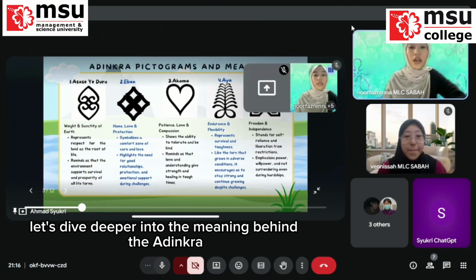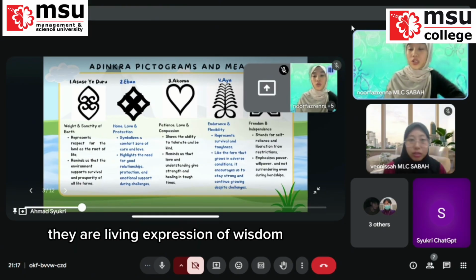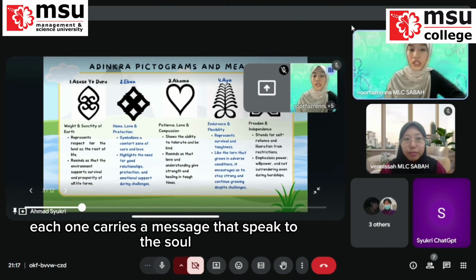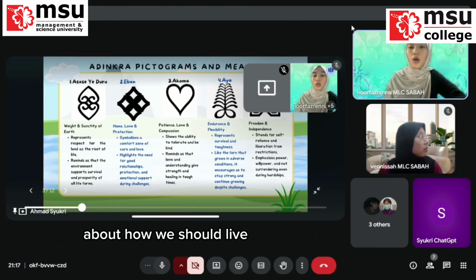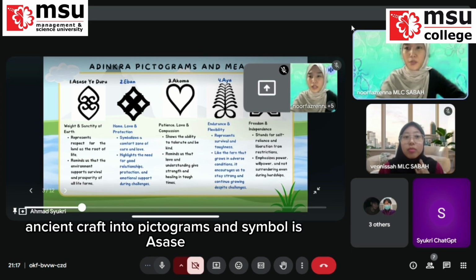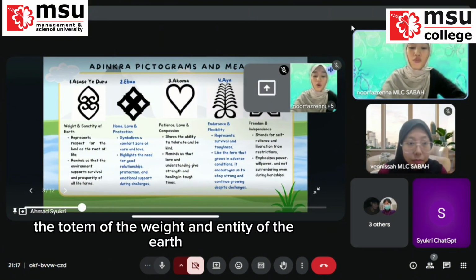Okay, now let's dive deeper into the meaning behind the Adinkra symbols. These are not just traditional motifs, they are living expressions of wisdom, strength, and identity. Each one carries a message that speaks to the soul about how we should live, grow, and connect with the world around us. So the first Adinkra pictogram and symbol is Asase Ye Duru, which is the totem of the weight and stability of the earth.